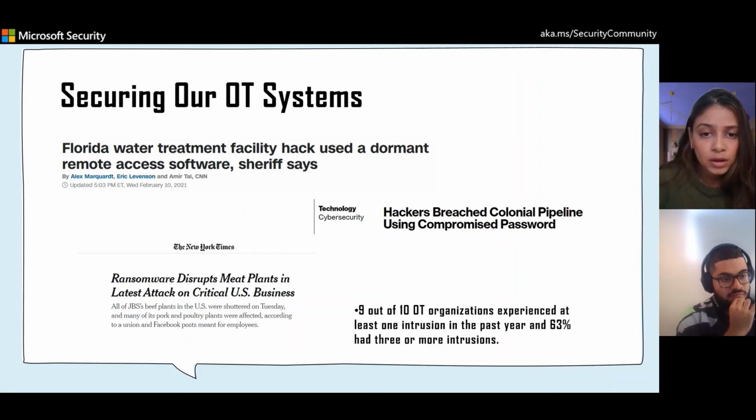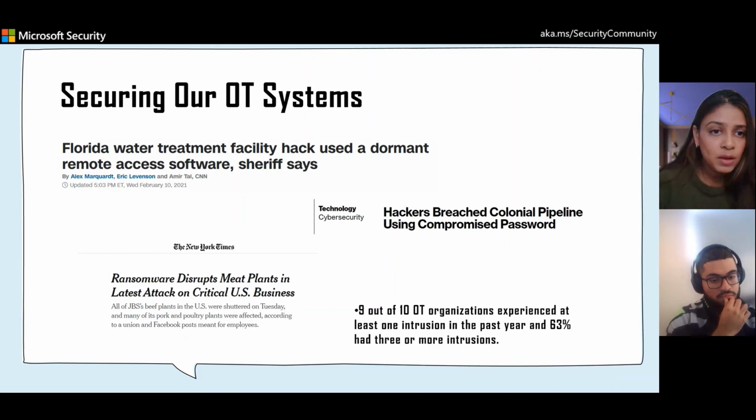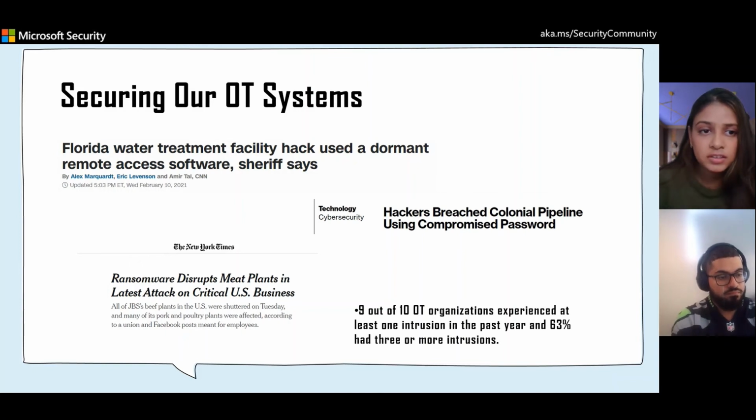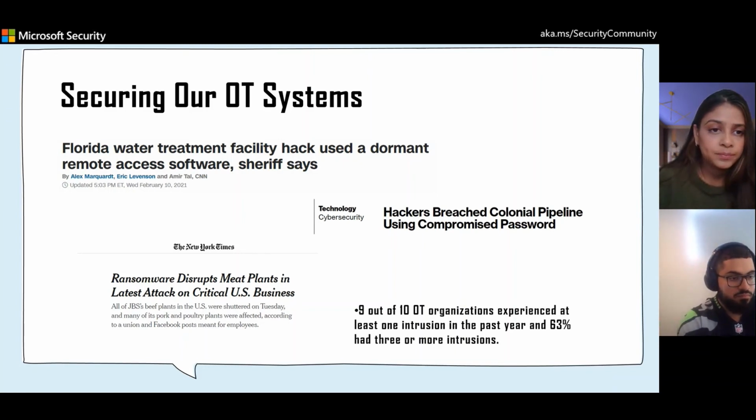We also heard about the Colonial Pipeline hack, where hackers used compromised passwords to break into their systems, and that eventually led to oil and gas price surges across the US. We've also seen how ransomware can impact meat packing plants and facilities. So it's incredibly scary how these attacks are having consequences on everyday people, and we are completely unsuspecting of them.